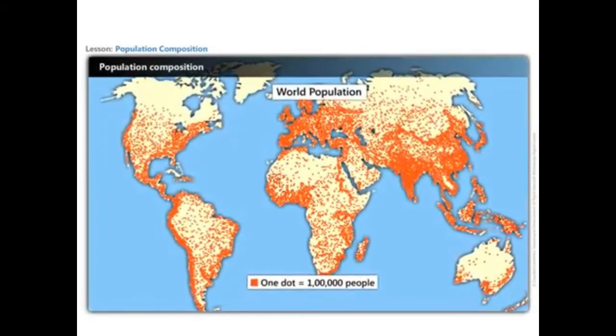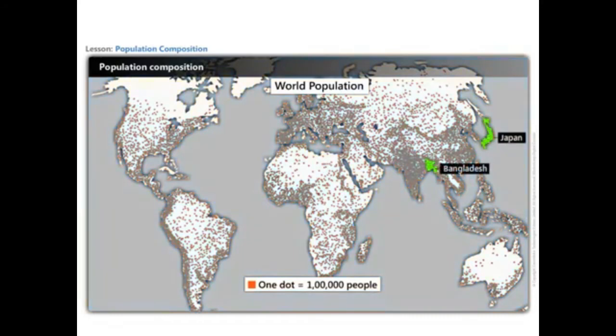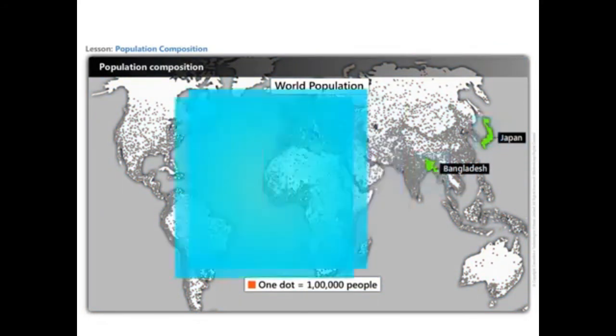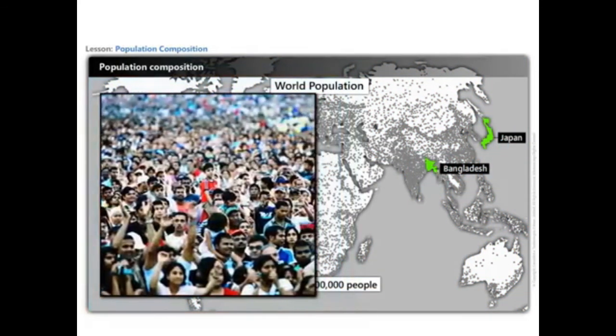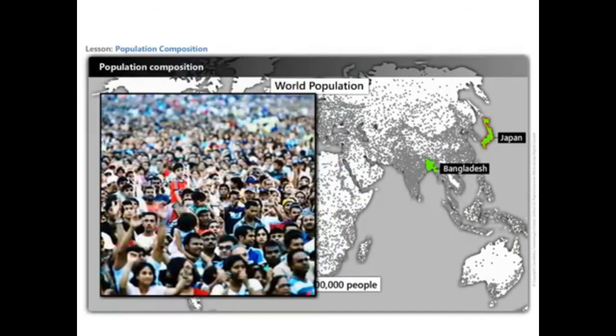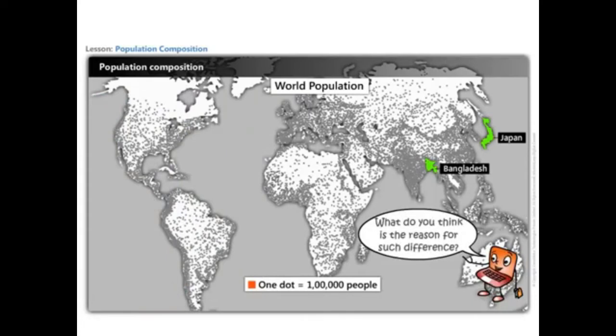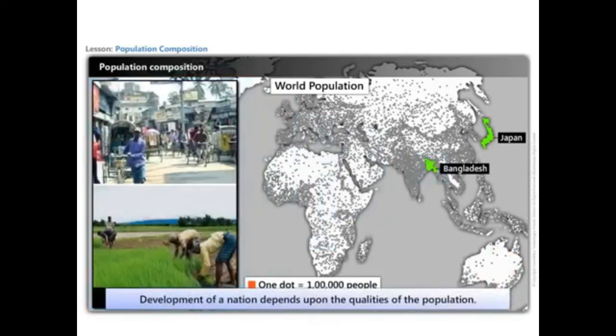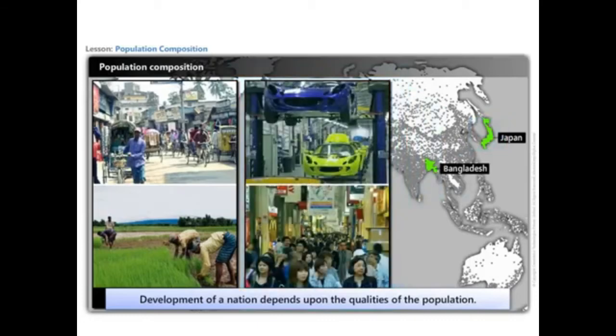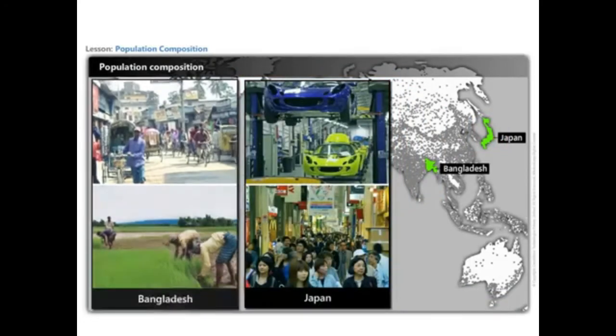Let us take another situation. The two countries, Bangladesh and Japan, are very densely populated, but Japan is far more economically developed than Bangladesh. What do you think is the reason for such difference? Development of a nation depends upon the qualities of the population. To understand the role of the people as a resource, we need to know more about their qualities.